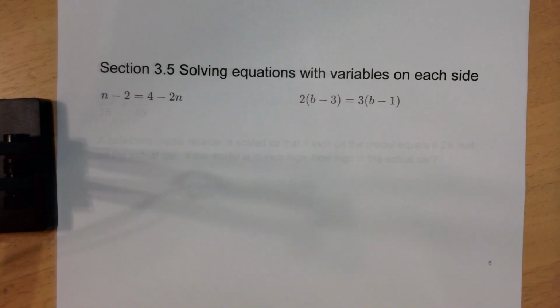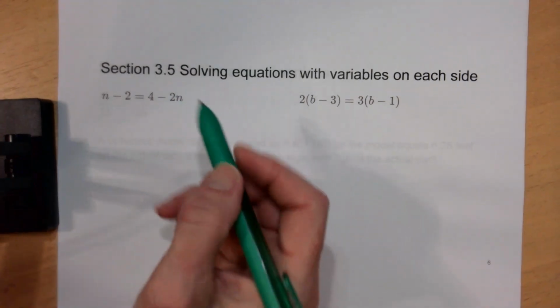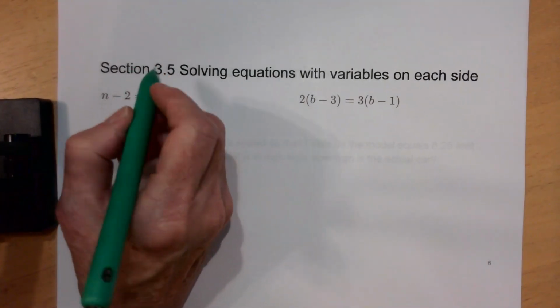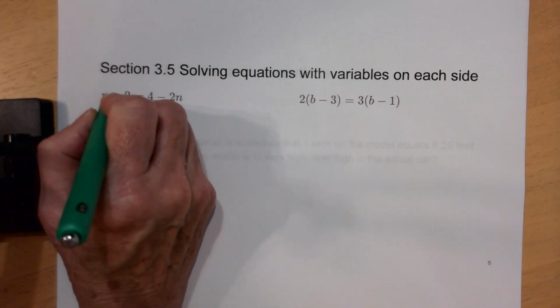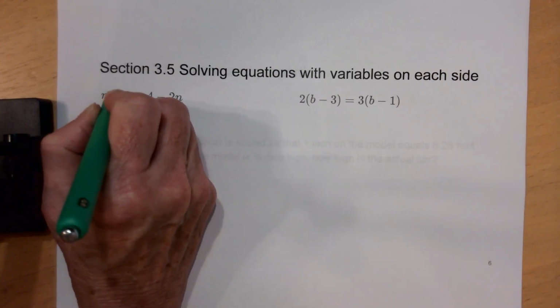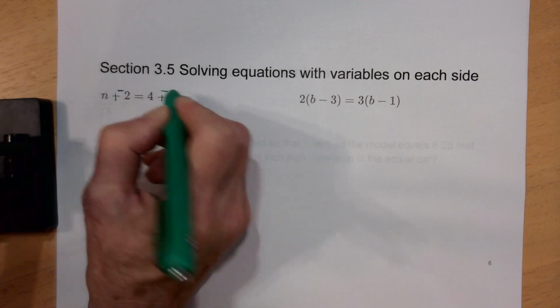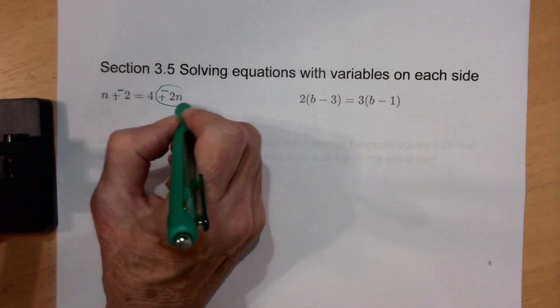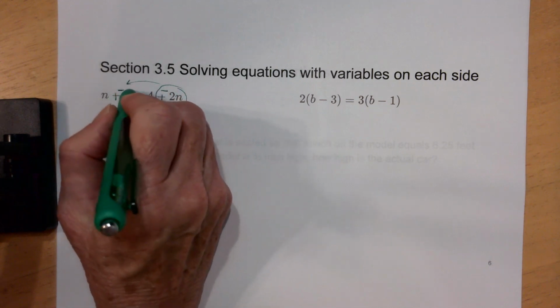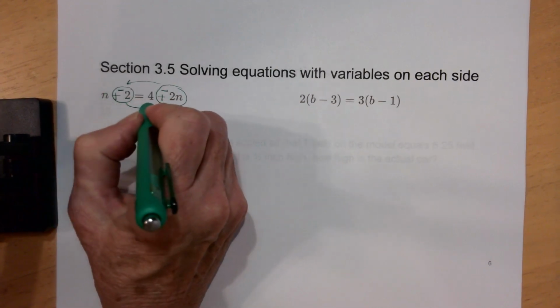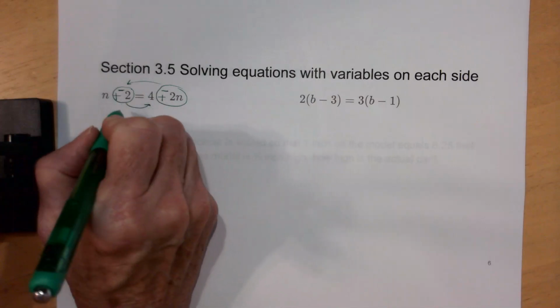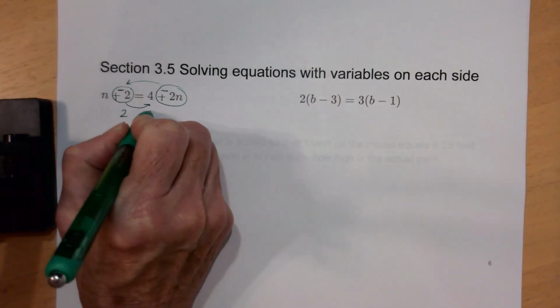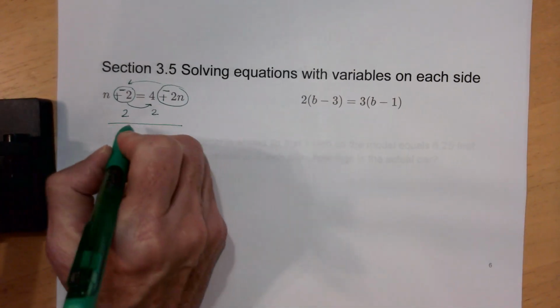Then you moved on to a section that had to do with solving equations with variables on each side. So the variables have to be put together. So I'm thinking about my plan of attack. First thing I'm going to do is add the opposites here. And then I'm thinking about, I've got to get the stuff with the n over here on the left-hand side and the stuff without the n over to the right-hand side. So the first thing I'm going to do is add a +2 to both sides.